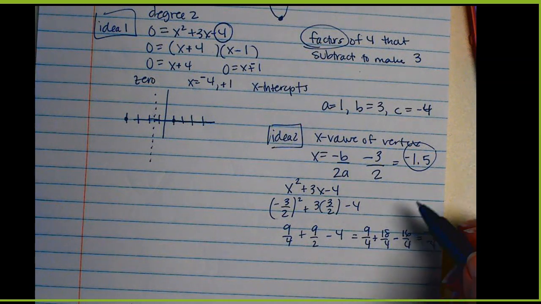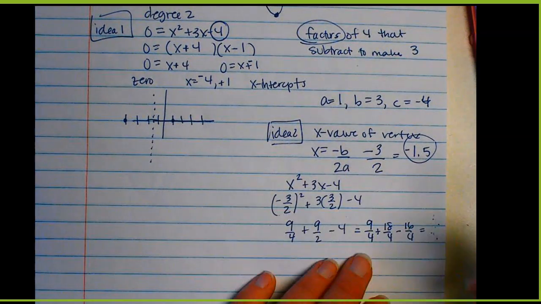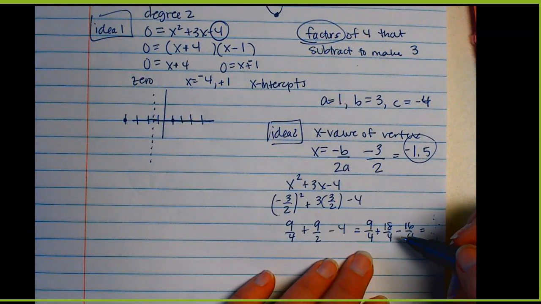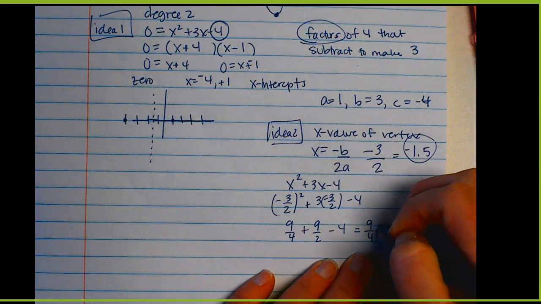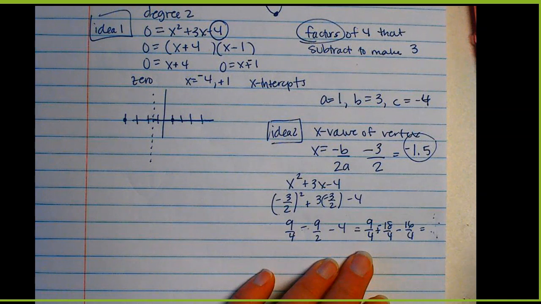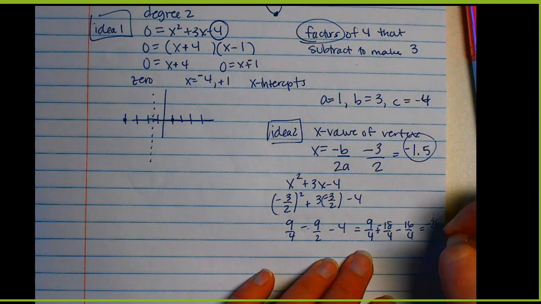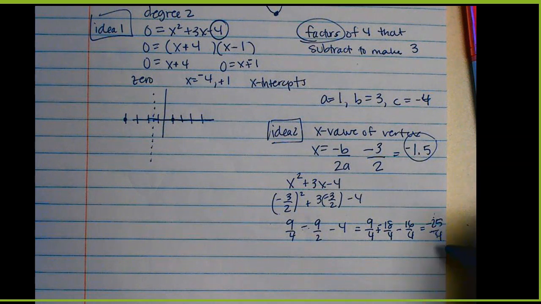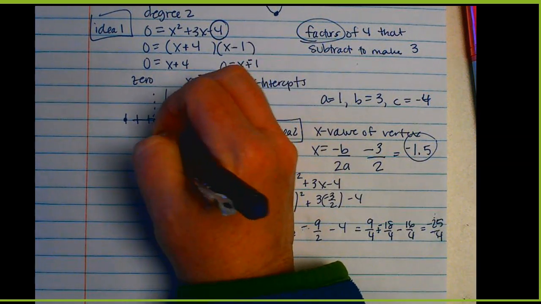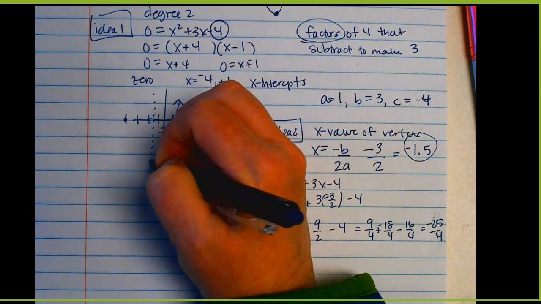Wait. That's going to be negative. I really am bad at negatives today. There we go. Better. Okay, so 9 minus 18 is -9, and -16 makes -25/4. So that's like a little bit more than 6. 1, 2, 3, 4, 5, 6. Here's my vertex, and here's my parabola.